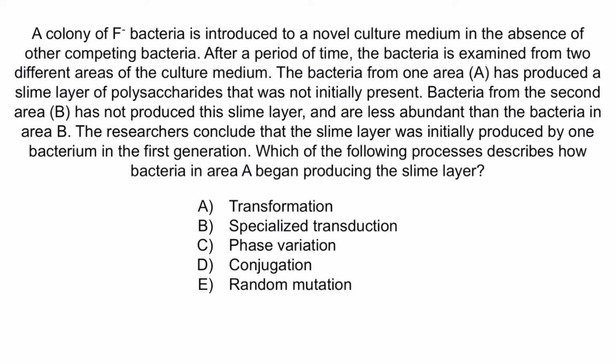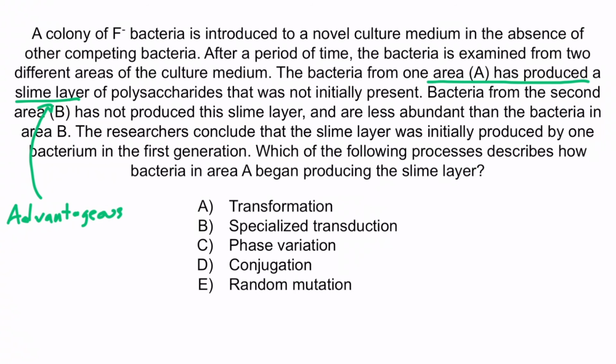Which of the following processes describes how bacteria in area A began producing the slime layer? A, transformation, B, specialized transduction, C, phase variation, D, conjugation, or E, random mutation? Hopefully from the question stem, you notice that the bacteria in area A produced the slime layer, which gave it an advantage. And we know that it was advantageous because the bacteria in area A were more abundant than the bacteria in area B. You could say that this made the bacteria more virulent, at least as it relates to survival and growth on this novel medium.